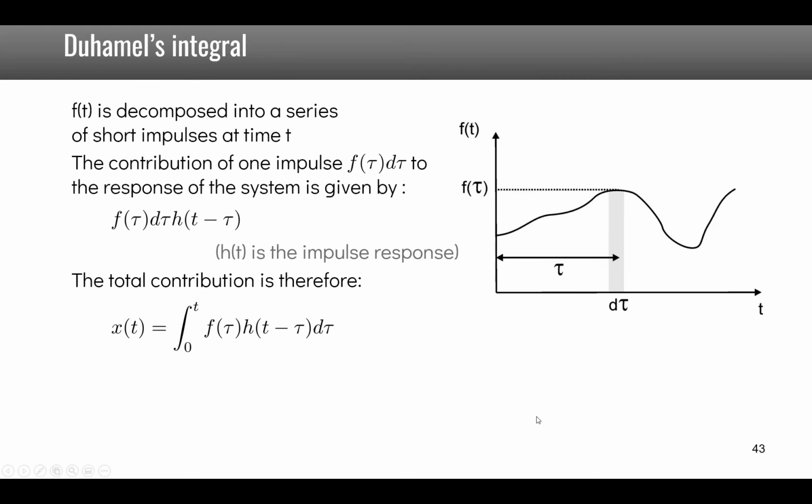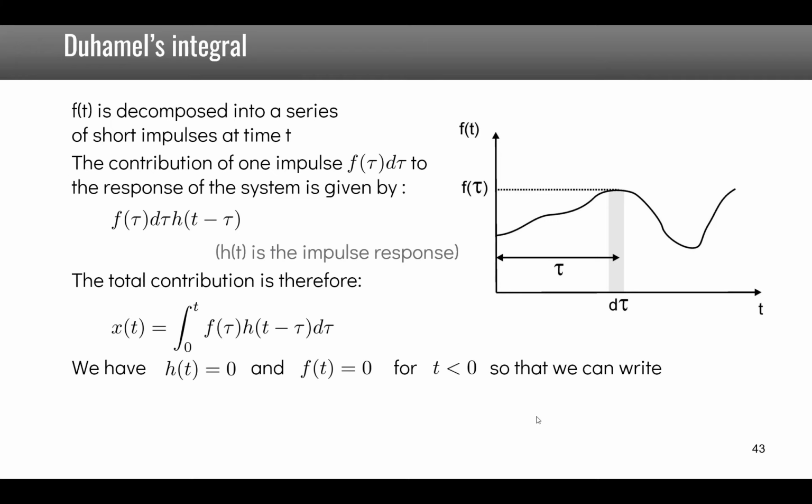delta tau. Because h of t, the impulse response, and f of t, the excitation force, are equal to 0 for time smaller than 0, we can extend this integral from minus infinity to plus infinity, which actually defines a convolution integral marked with the asterisk here.